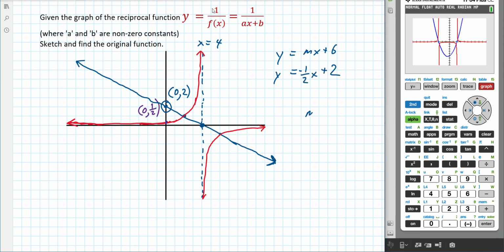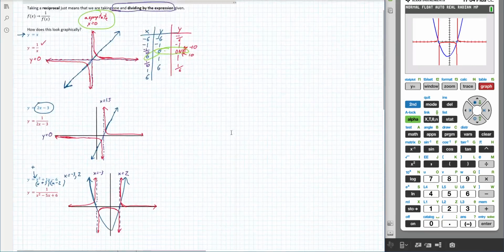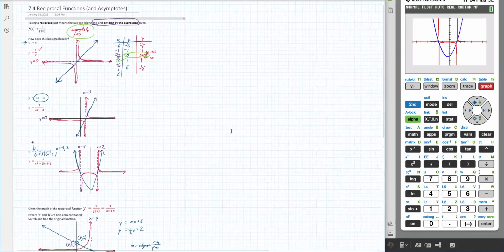That's because m is the slope, which is rise over run. If you don't remember that, you might want to look up slope again in one of the other videos. All right, I hope this video helps you better understand reciprocal functions and their asymptotes. Good luck.